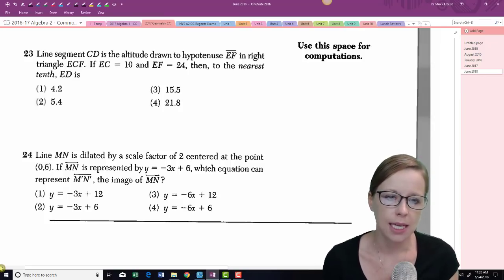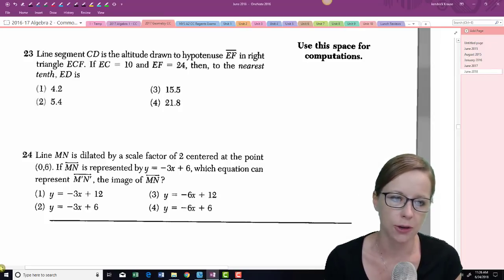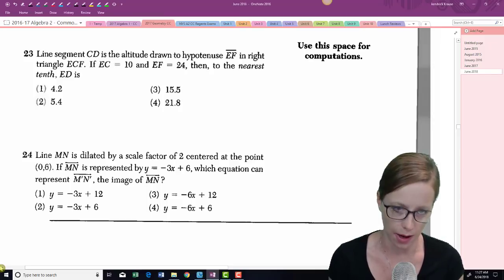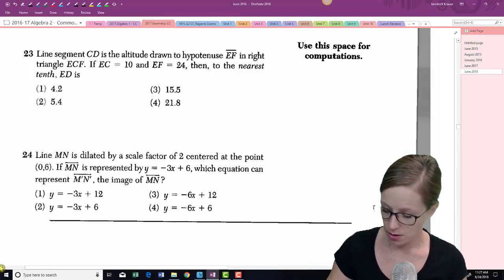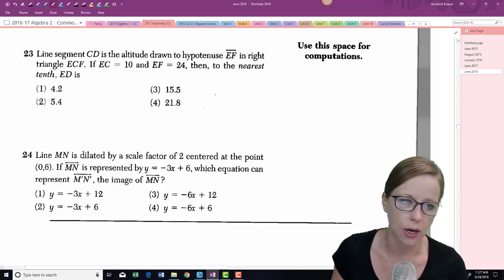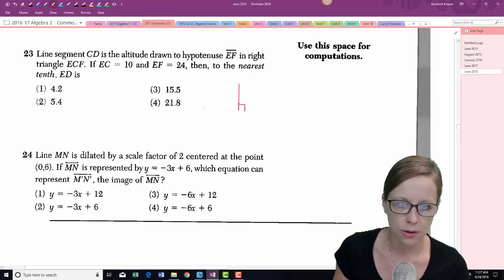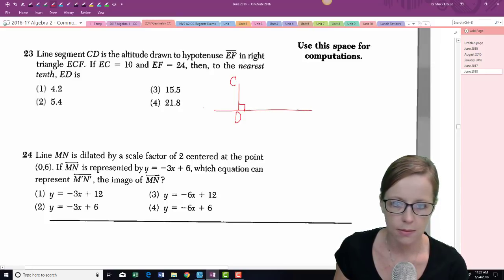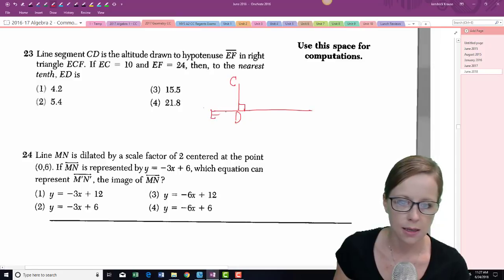So line segment CD is the altitude drawn to hypotenuse EF in right triangle ECF. EC is 10, EF is 24, then to the nearest 10th ED is what? Okay. This is a pretty basic similarity question, and so you want to be careful when you're drawing your picture. Line segment CD is the altitude drawn to the hypotenuse EF in a right triangle. So that means this is a right triangle.